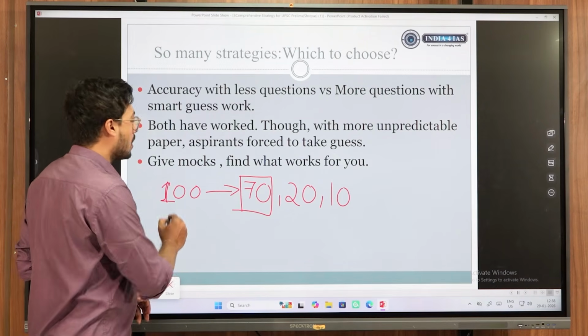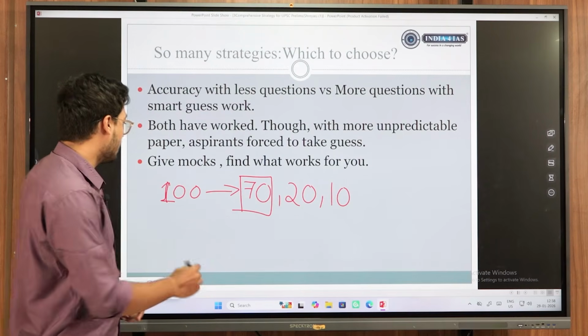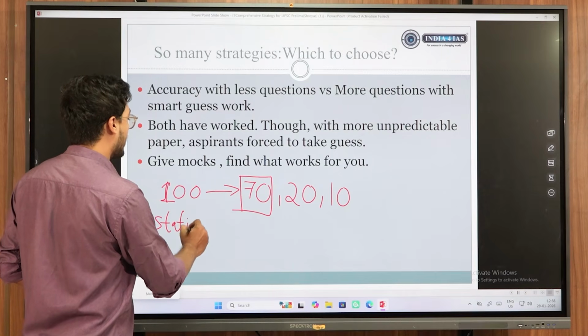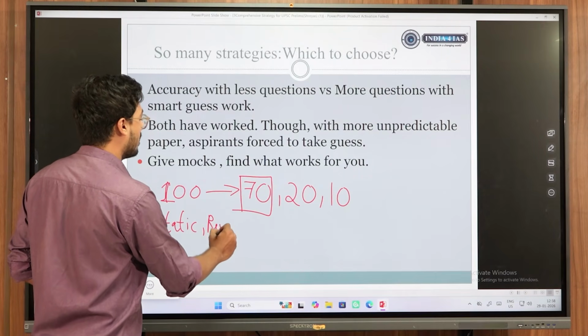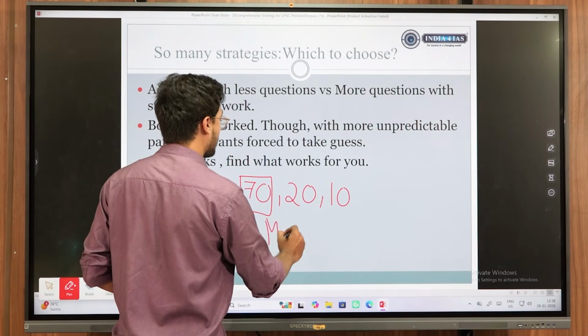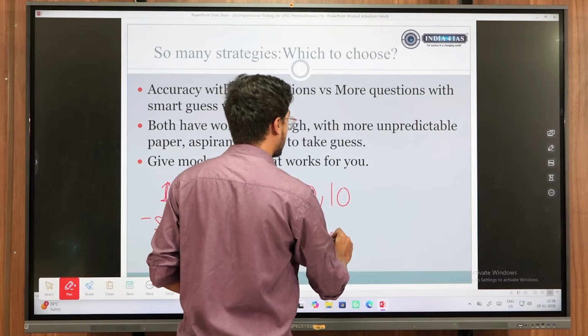If you have to simply put what has worked for most of the toppers, it is that they focused on the static, they did the revision well, they gave a good number of mocks, and they went with a cool and calm mind into the actual exam hall.